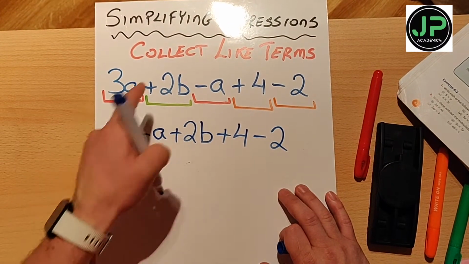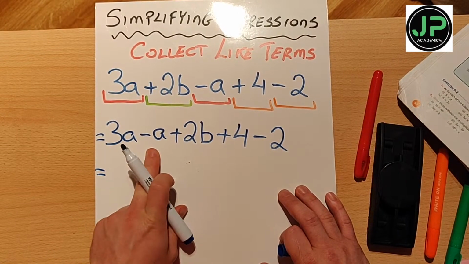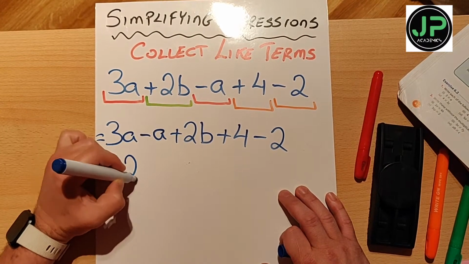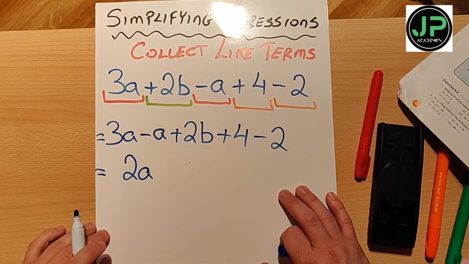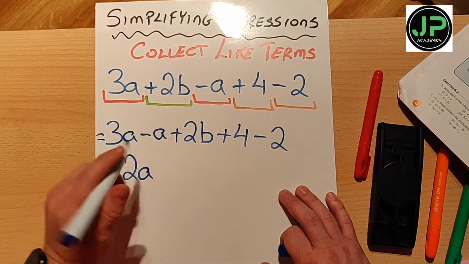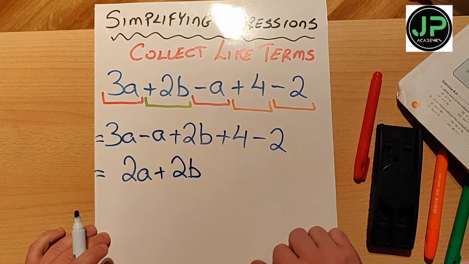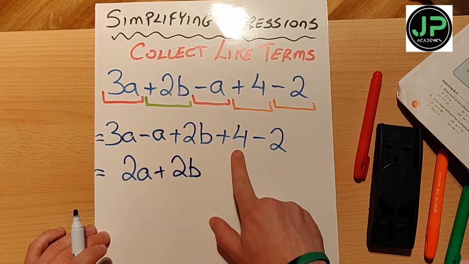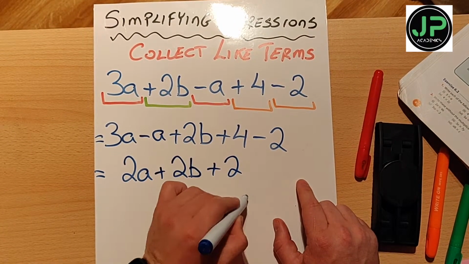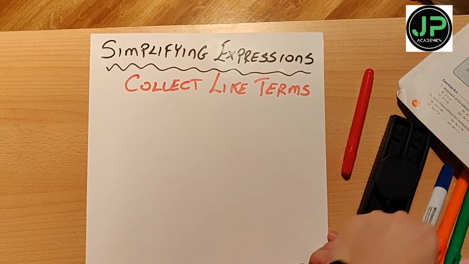Same again. Collect your like terms. So 3a take away 1a. 3 take away 1 is 2a's. Onto the b's. It's plus 2b. There's nothing else. So that's okay. Leave it as it is. Plus 2b. And now the numbers at the end, or the money as we like to call it, plus 4 take away 2 is plus 2. Done.